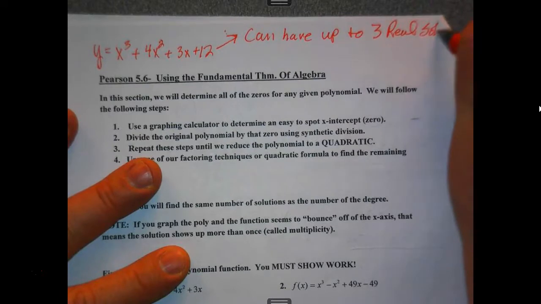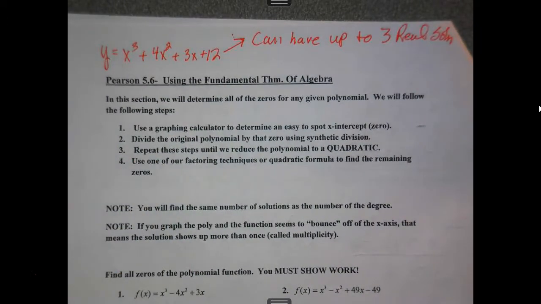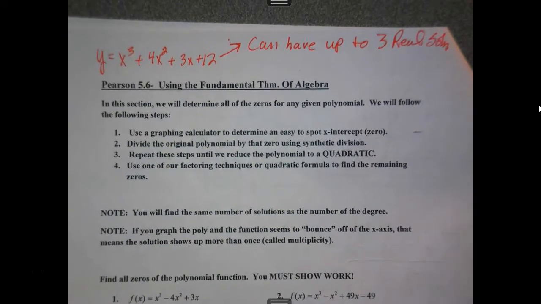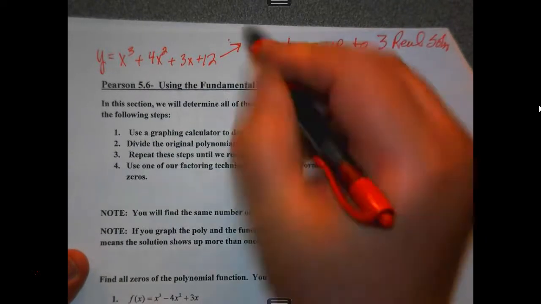Now, I didn't explain this to you, and I didn't go into the history of imaginary numbers. This is your note packet. 5.6. Yes, sir. Question? Question, Martin? Or are you stretching? All right. Anyway, you have up to 3 real solutions. You're always going to have, if you incorporate imaginary number system, you're going to have exactly 3 solutions. Okay, the highest degree. So you can have up to 3 real solutions.